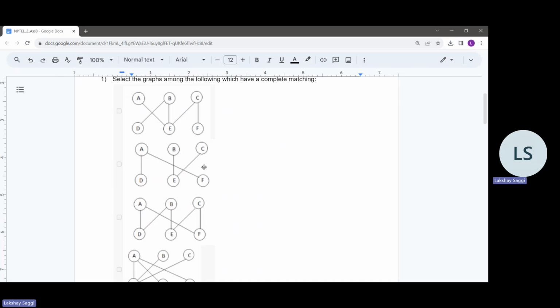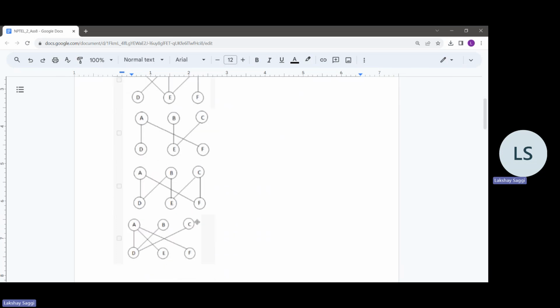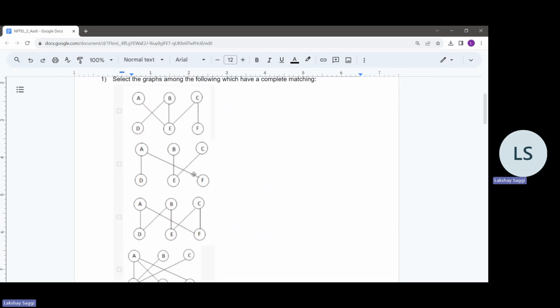As we can see here, in all the four options the graphs are bipartite, because if we select the vertices A, B, C as one set and the vertices D, E, F as another set, then all the edges are going from one set to another only. Basically, no edges between two vertices of the same set.